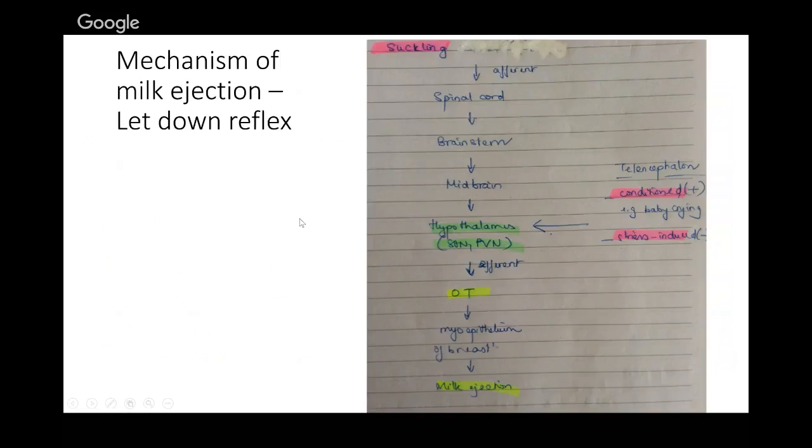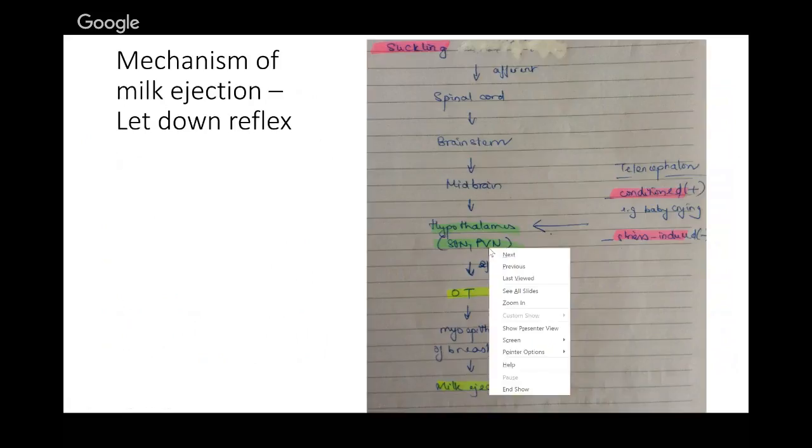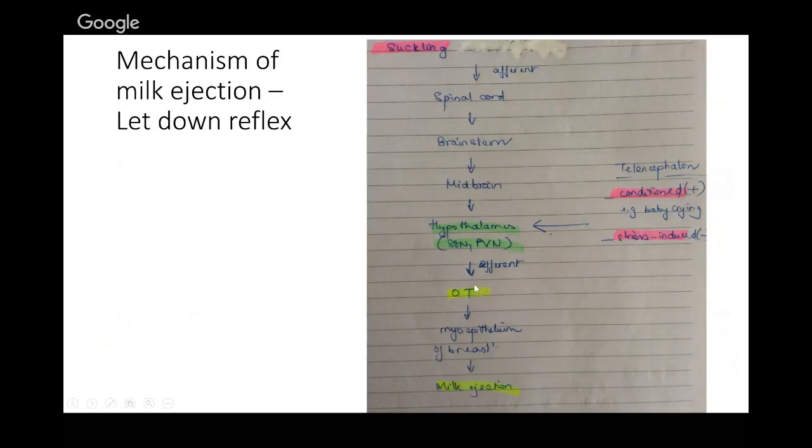So I guess the important one is the letdown reflex, the milk ejection. You start off with a suckling activity, which sends afferent fibers up to the spinal cord and then up to the brainstem and eventually to the hypothalamus, which is the supraoptic nucleus and paraventricular nucleus. And these will send signals down to release oxytocin. Oxytocin will act on the myoepithelium of the breast, and that leads to milk ejection. So the bottom line is that lactogenesis depends on estrogen and progesterone, but milk ejection depends on oxytocin.